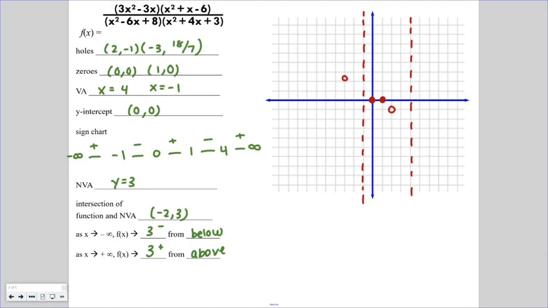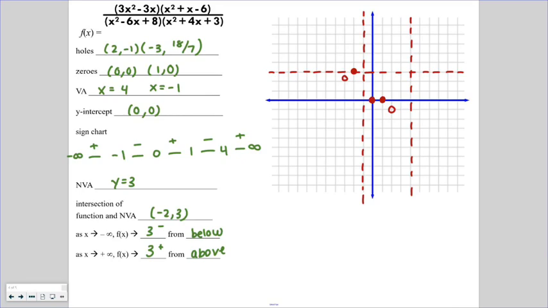We have a y-intercept at (0, 0), which we've already graphed. I'm going to come back to the sign chart. We've got a non-vertical asymptote at y = 3. We've got a horizontal line here. And then an intersection of our function and the non-vertical asymptote at (-2, 3). So (-2, 3), we've got a point that sits on that horizontal line. These are our real points. Our function is defined at this point, so we also include those intersection points as closed circles.